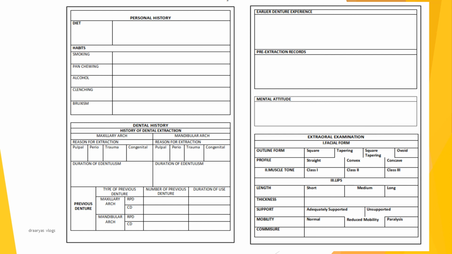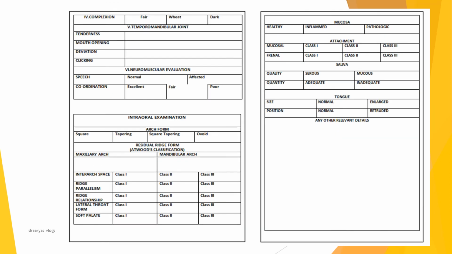The next one is the extraoral examination. In that, facial form, that is outline form, profile, then muscle tone, then lips, that is length, thickness, support, mobility and commissures should be noted. Then the complexion should be noted. Then the temporomandibular joint: tenderness, mouth opening, deviation, clicking. Then the neuromuscular evaluation, speech and coordination should be evaluated.